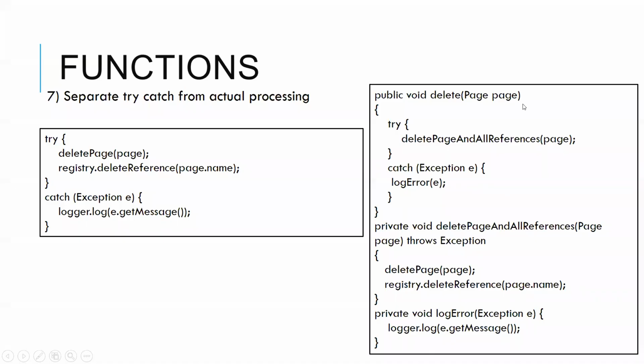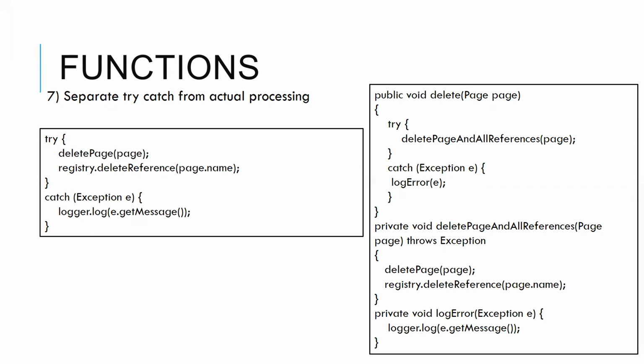Also, it is beneficial to separate try catch code from actual processing. If you look at the code on the left hand side, there's a try block that is defined, in which a function delete page is being called. Then a function registry.delete reference is being called, and if there's an exception, then it is handled in the catch block.